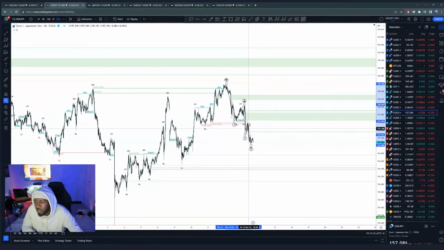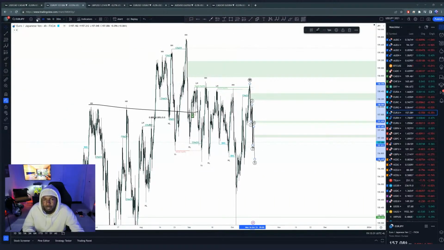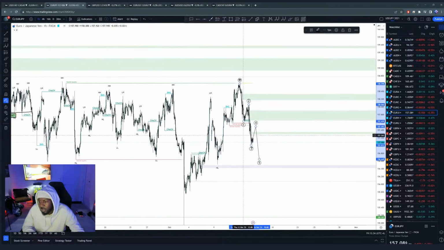this is not three, and this would be three, and then we would look for that retracement up for four and then five. If it gives us this, then this is what I want to give y'all to trade. But I can't necessarily say that it's going to give y'all that, because this could be the three already.